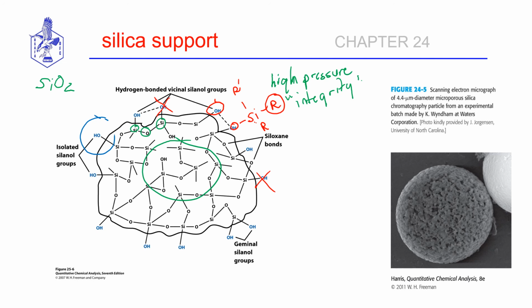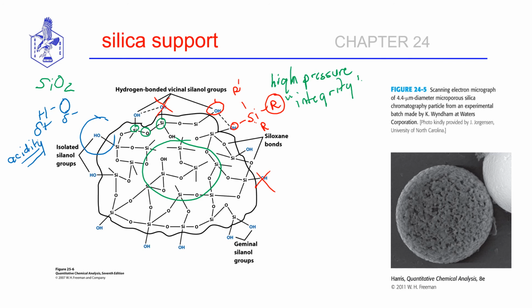The nature of these groups, remember oxygen's electron withdrawing, hydrogen is left with a partial positive charge. So these are potential sites of acidity on the surface, which can be bad. If we're trying to separate components such as pharmaceuticals that tend to have a lot of amine groups in them, they're going to hydrogen bond and get stuck on this silica particle.